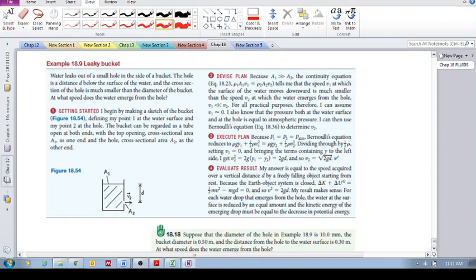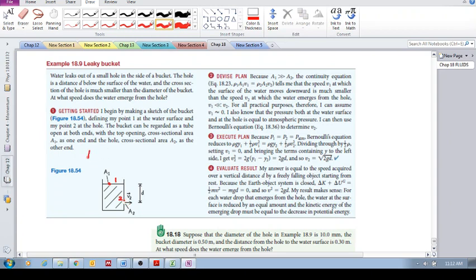Example 89, leaky bucket. So here we have a bucket with water in it, and there's a hole over here, and the water is leaking out. Okay, so we can use Bernoulli's equation and continuity equation to solve the question. It says, at what speed does the water emerge from the hole? Okay, so here we've got point 1, and there's point 2.